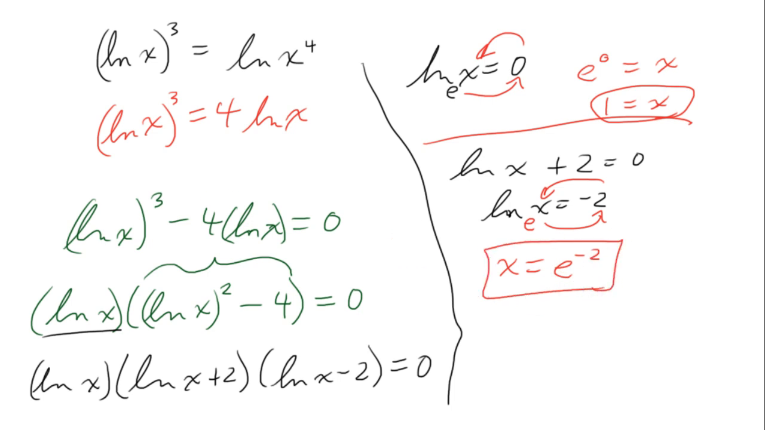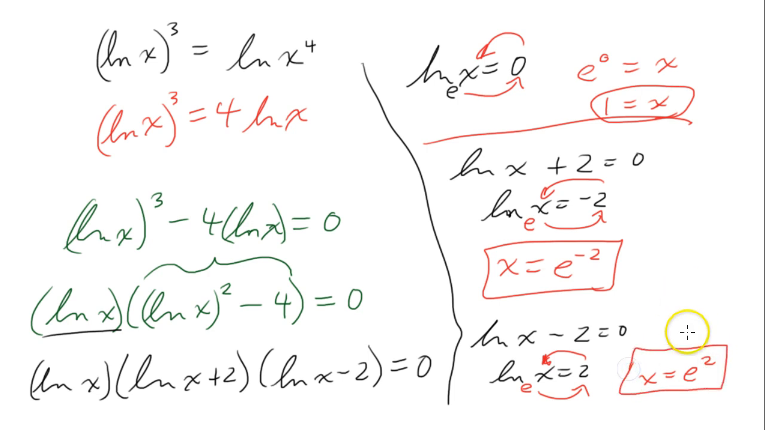And the third one, you could pause it and try to solve it yourself, or what we have is natural log of x minus 2 equals 0. Natural log of x equals 2. So again, this is like the log base e of x equals 2. So e squared equals x. So x equals e squared. Now, just to save time in this video, I'm not going to write all of these right by each other, but these are the 3 solutions: 1, e to the negative 2, and e to the second power. I hope that helps.